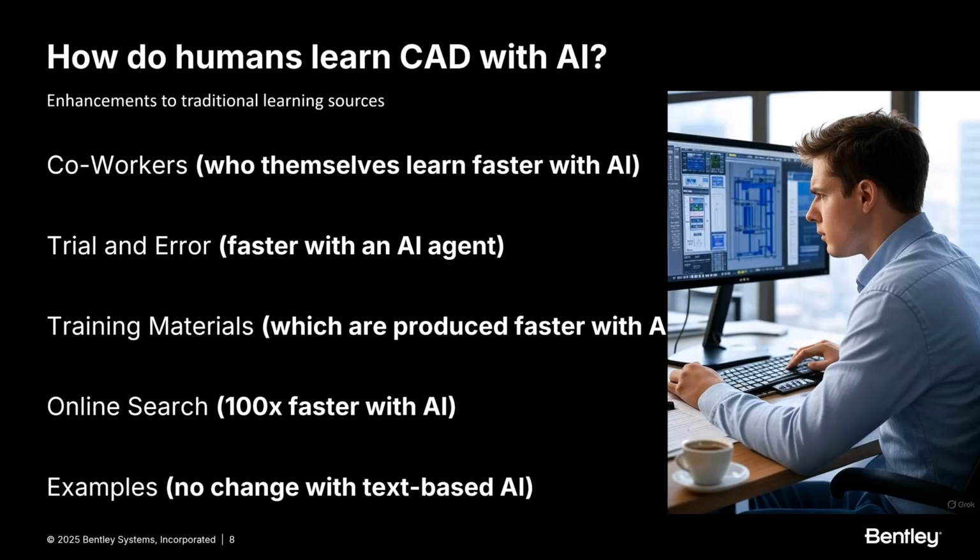So let's translate that now to how humans actually learn CAD. Think about the bullet points on the slide here. This is how most of us have learned Bentley products over our careers. We learn a lot from our coworkers. We learn a lot from just trying things, right? Trial and error. We learn from training materials, manuals and videos. We learn a lot from those online searches, right? And then we also learn a lot from examples that we typically get from other people. And AI has a place in all of these learning areas, right? You learn faster from your coworkers, who themselves have a faster ability to retrieve information on the internet.